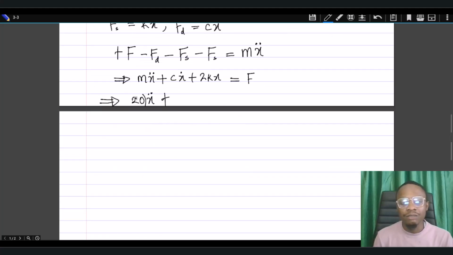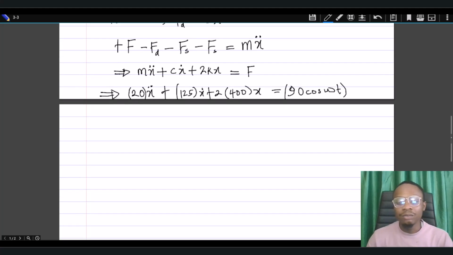So let's say we have 20 here, plus 125 multiplying x dot, plus 2 times k, which is 400 as provided there, multiplying x, is equal to f. F is given by 90 cos omega t, as provided up there. So this is 90 cos omega t. And with that, we are good to go.